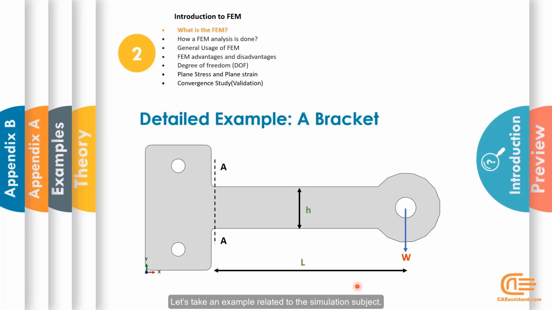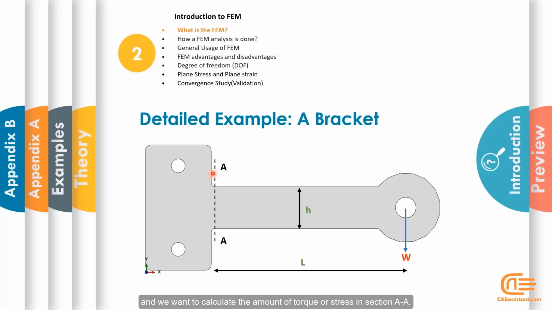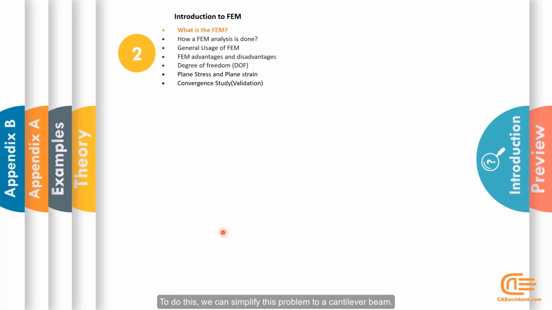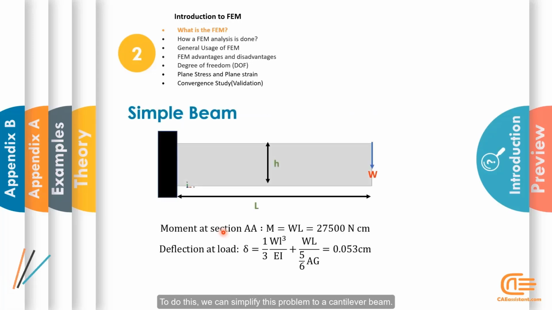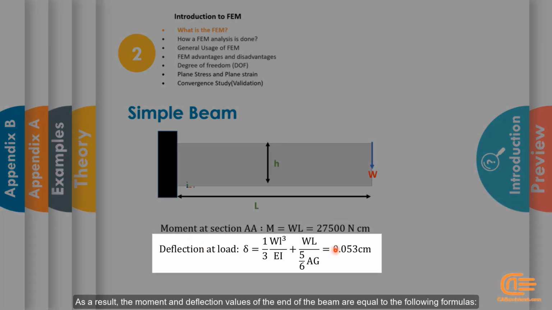Let's take an example related to the simulation subject. Assume that the left side of the structure is fixed by these two holes and a force is applied to the bottom of the right hole. And we want to calculate the amount of torque or stress in section AA. To do this, we can simplify this problem to a cantilever beam. As a result, the moment and deflection values of the end of the beam are equal to the following formulas.